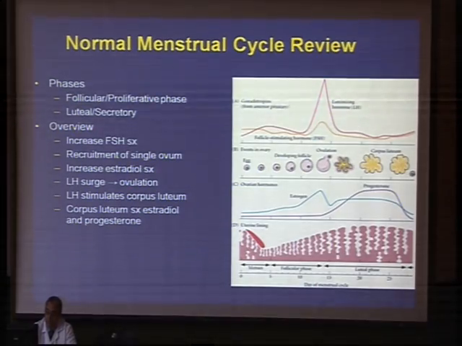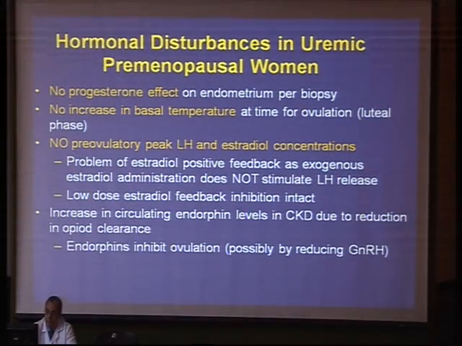This is normal. What happens in this female? No progesterone effect on the endometrium per biopsy. No increase in the basal temperature that normally and physiologically happens in the female. No pre-ovulatory peak of luteinizing hormone or estradiol concentration.